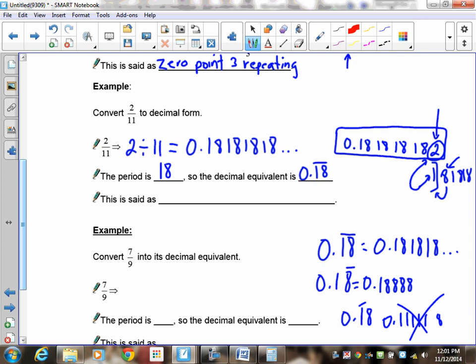All right? So you can see that because this has to be over, you're trying to represent 181818, which is the 18 is your period, you have to make sure that you put the bar only over top of that actual 1 and the 8. So this would be said as 0.18 repeating.